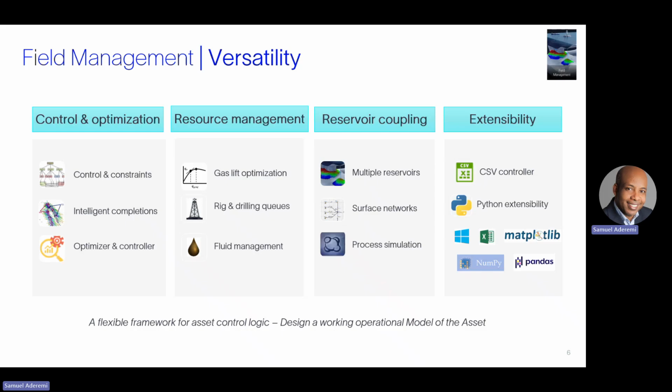The first one is the control and the optimization, where we can implement operational constraints, intelligent completions, as we can see, and all form of optimizations, because Intercept itself has inbuilt optimization tools that help you to really automate and optimize your production.